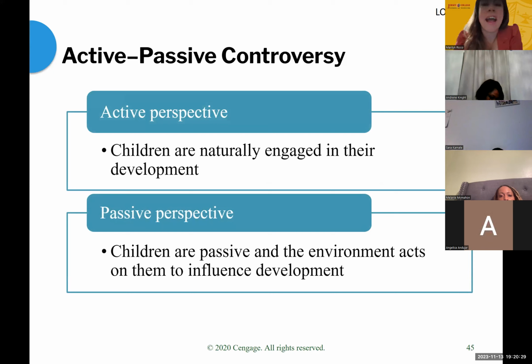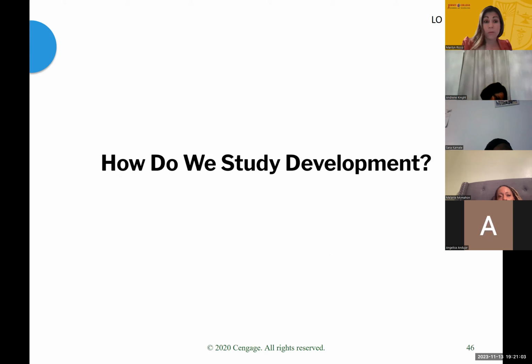Okay, so we also have active and passive controversies. The active perspective is children are naturally engaged in their environment. And then the passive perspective is children are passive and the environment acts on them to influence development. It says it in itself, right? Active children are naturally innate to do things and act in the environment that they're placed in, whereas passive, they act based on the influences around them. And they do both. Everybody does both.